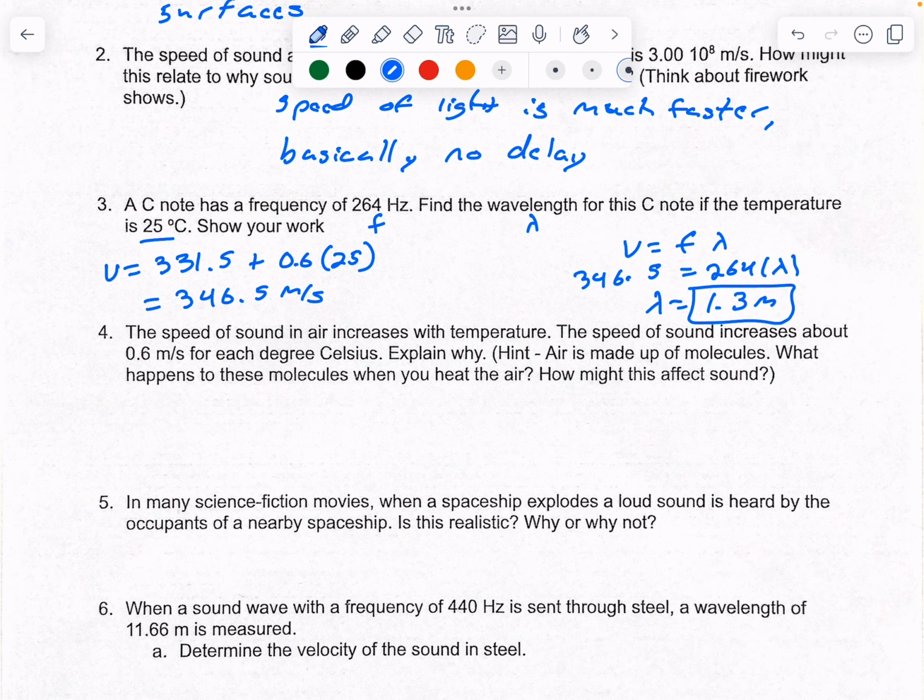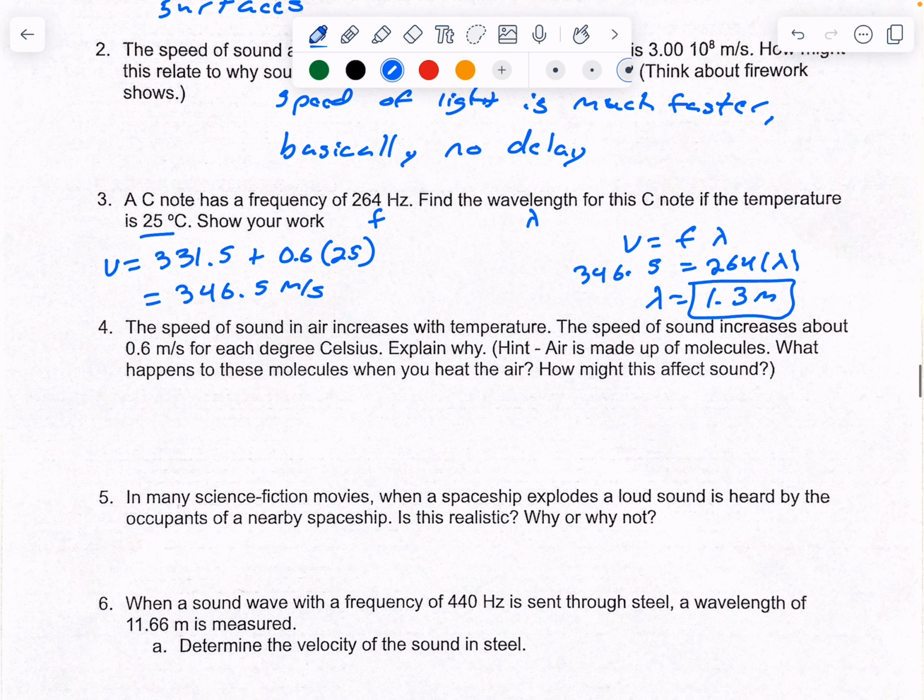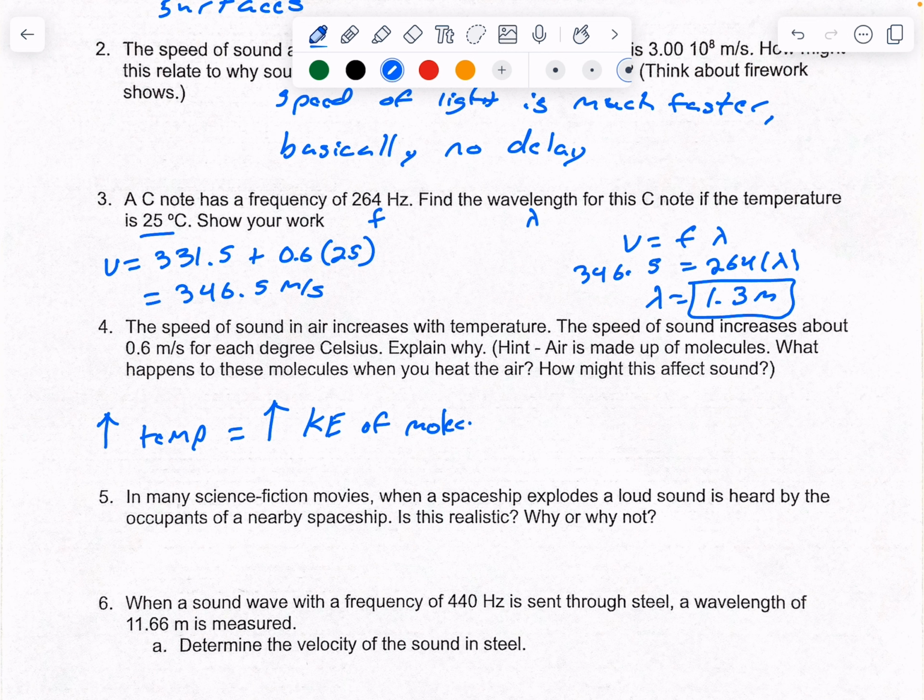Number 4, the speed of sound in air increases with temperature. This goes up about 0.6 meters per second every degree Celsius. Explain why. So we talked about in the last video that if you increase temp, your kinetic energy, or the movement energy of molecules, goes up. Think about it like a relay race. I'd rather have fast people than slow people. If it's warmer, those molecules are moving a lot faster, so they're going to be able to hand off the energy a lot quicker. So naturally, your velocity is going to go up as well.